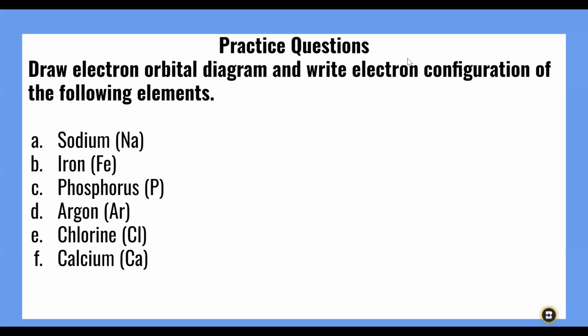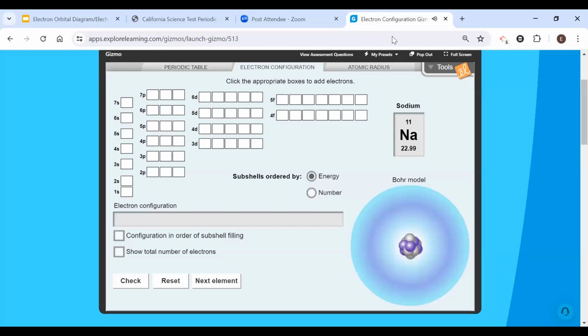Okay, this is a practice question. You are doing this. Pause the video. Draw the electron orbital diagram first and then write the electron configuration of the following elements. Okay? Pause the video. So for sodium, sodium is 11 electrons. 1, 2, 3, 4, 5, 6, 7, 8, 9, 10, 11. And you see the electron configuration.